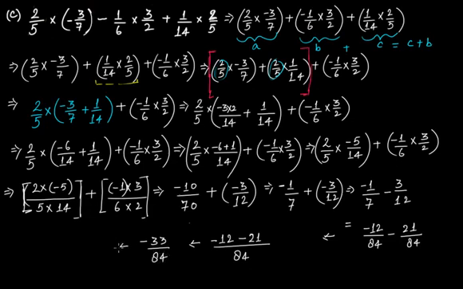Now, can we simplify it? Yes, we can simplify it. The highest common factor will be 3. Ignore minus sign for a moment. Divide the numerator with 3, you get 11. Divide the denominator with 3, you get 28. And then put this minus sign here. Minus 11 over 28 is the answer.